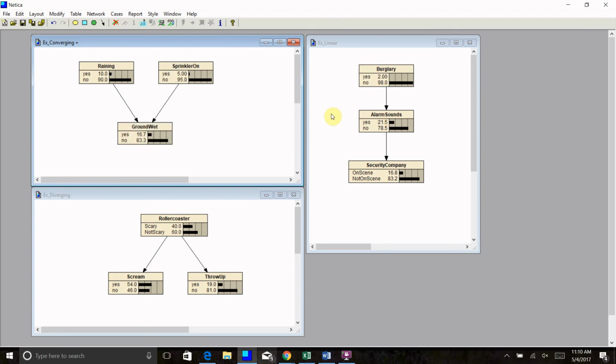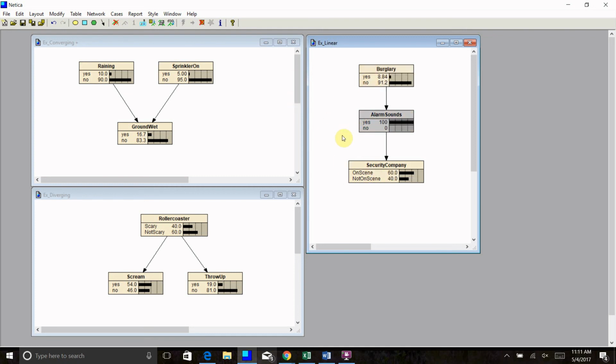Moving to the linear connection over here. I've got my grandparent node, which is burglary, my parent node, which is the alarm going off, and my child node, which is the security company showing up. If I enter a finding in one end or the other, it ripples through and affects the other two nodes. So if I know that there's a burglary going on, that affects my probability for whether the alarm is going off, and also affects my probability for whether the security company is there.